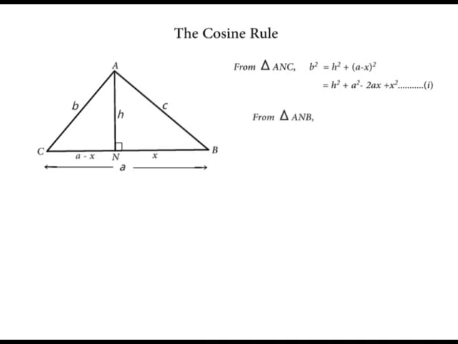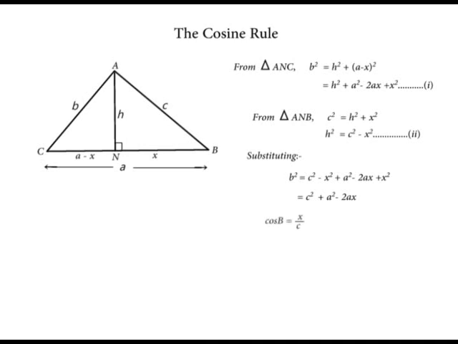In triangle ABN, c squared is equal to h squared plus x squared. And therefore, h squared is equal to c squared minus x squared according to Pythagoras' theorem. We call that equation 2. Substituting h squared from equation 2, we get b squared is equal to c squared minus x squared plus a squared minus 2ax plus x squared. And that gives us c squared plus a squared minus 2ax.